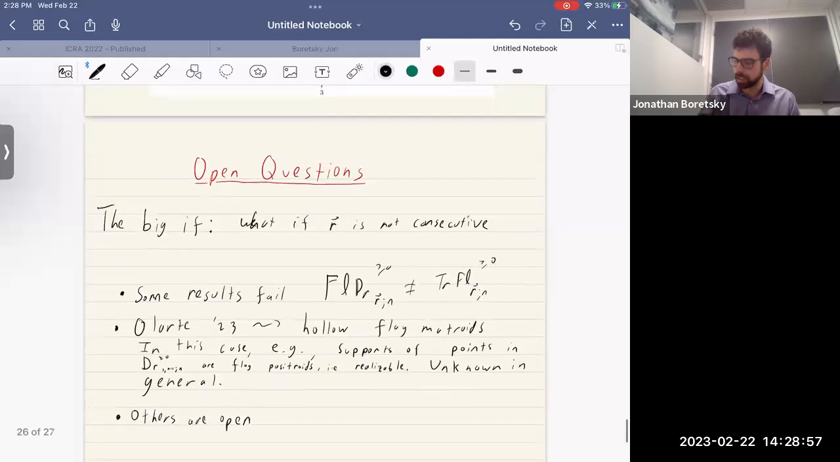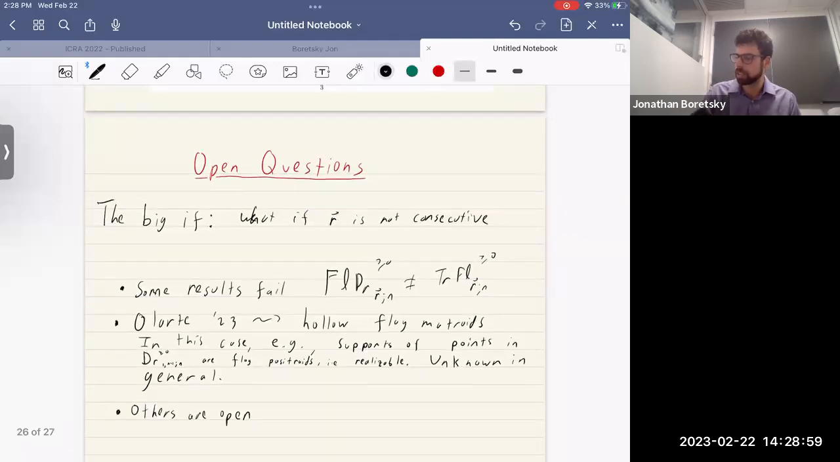Just yesterday, there was a paper that went up on the arXiv which studied the case of hollow flag matroids. So these are ones where the rank is 1 to n minus 1. That was pretty exciting. This was literally yesterday. Based on a quick first read of the paper, I think in this case, Olarte showed that the supports of points in the Dressian are flag positroids, which is not known in general.